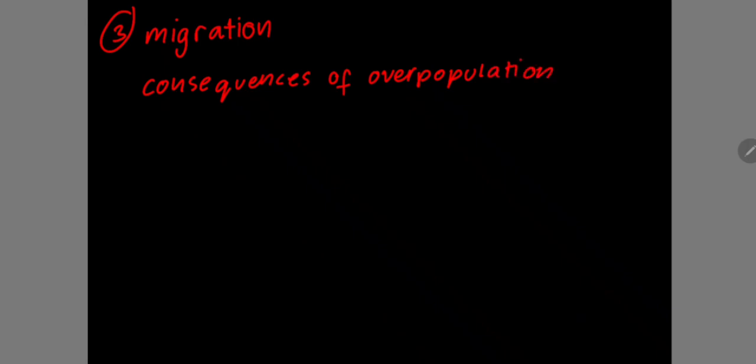So overall, if I'm just to summarize it, the leading cause of overpopulation is high birth rates and falling death rates, leading to a natural increase. So now let's talk about the impacts or the consequences of overpopulation.